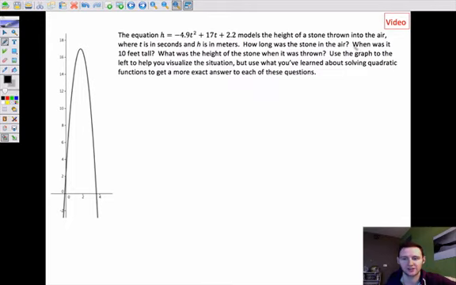First, just some estimating. When was it 10 feet tall? Right about there and right about there. We're just looking at the graph and estimating: maybe a little less than 1 second and a little more than 3 seconds.